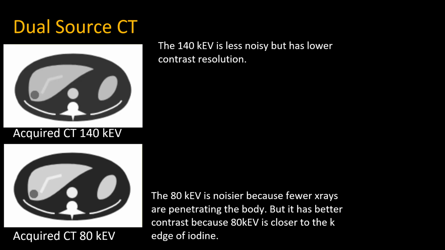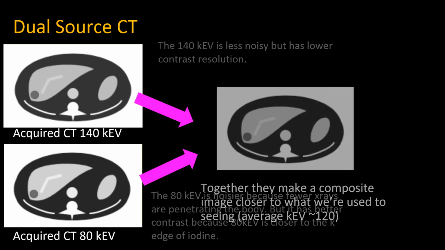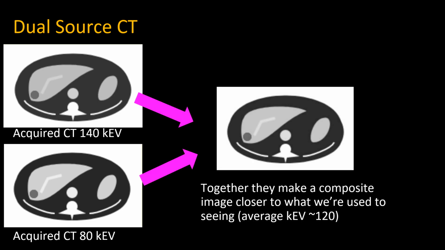The 80 keV image here is noisier because fewer X-rays are penetrating the body, but it has higher contrast because 80 keV is closer to the K edge of iodine. If we average those two together, they make a composite image that's closer to what we're used to seeing, with a keV of around 120.